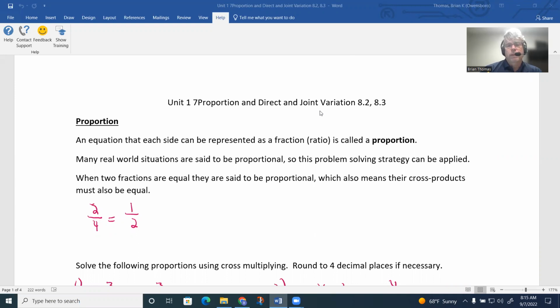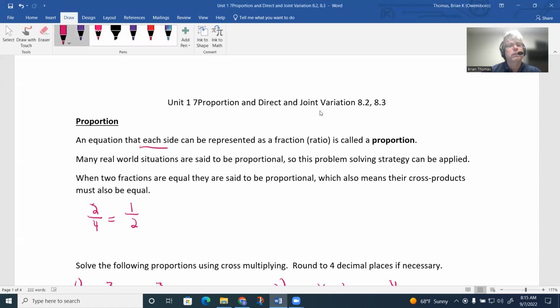So one of the things we've talked about a little bit in class is what's a proportion, and we'll talk about it here as well. So a proportion is an equation where each side can be represented as a fraction. So notice how each side is going to be represented by a fraction, which we also will call a ratio, because it's more like comparing two things. So we have what's called proportional concepts.